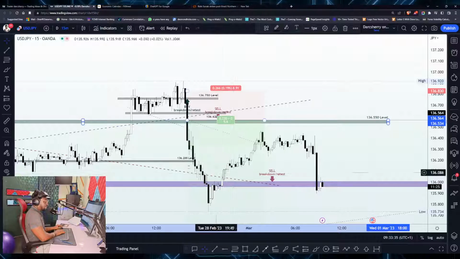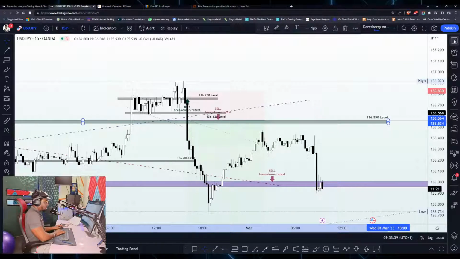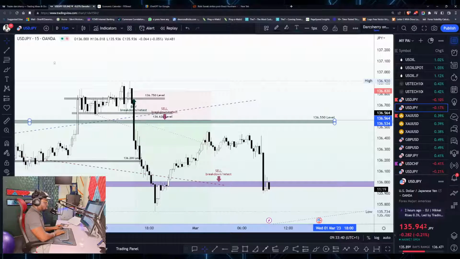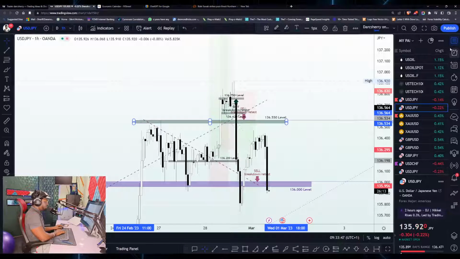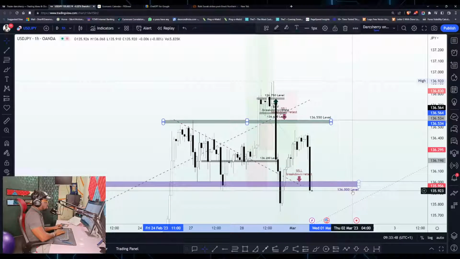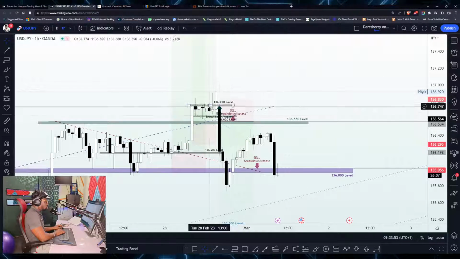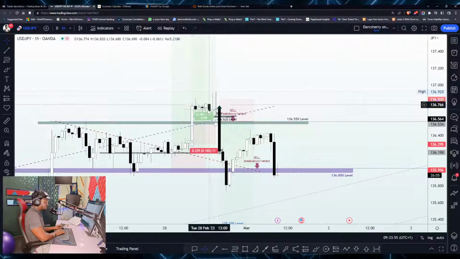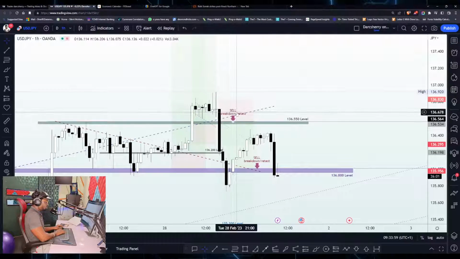Now, as we head into the New York session today, what is going to be our plans? What are our expectations? What are we looking forward to on the USDJPY? Well, since we really do not have any fundamentals to anticipate, we are going to be looking at the current market structure to decipher what our next line of action will be. Now, let me delete all those ones as they are no longer relevant here.